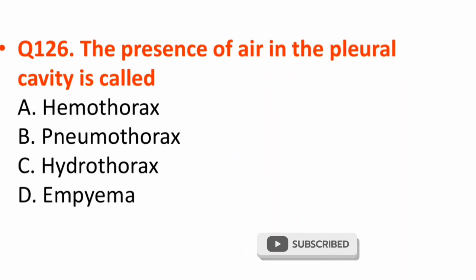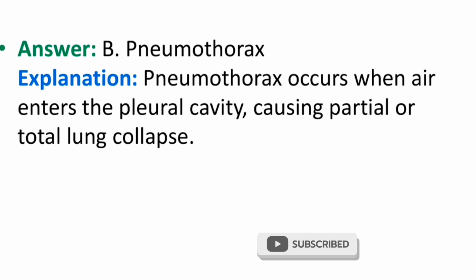The presence of air in the pleural cavity is called: option A, hemothorax; option B, pneumothorax; option C, hydrothorax; option D, emphysema. The correct answer is option B, pneumothorax. Pneumothorax occurs when air enters the pleural cavity, causing partial or total lung collapse.